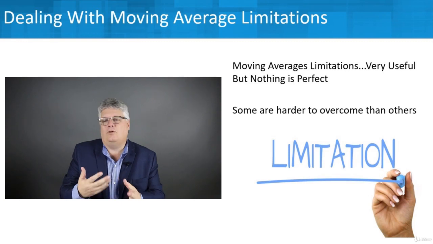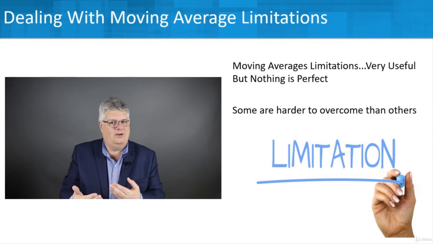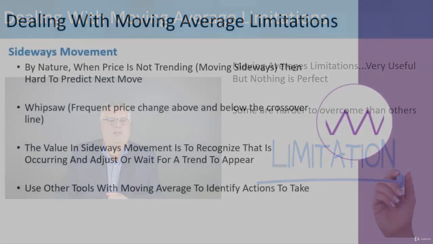And some of these challenges are harder to overcome than others. So let's take a moment to talk about some of the limitations. They're good, but let's talk about some of the limitations and some of the ways that we can overcome them. We talked a little bit about filters with the simple moving average. Let's talk about some other things we can look at as well.